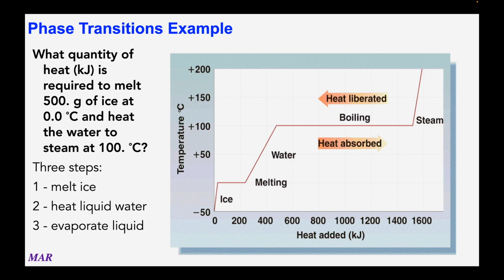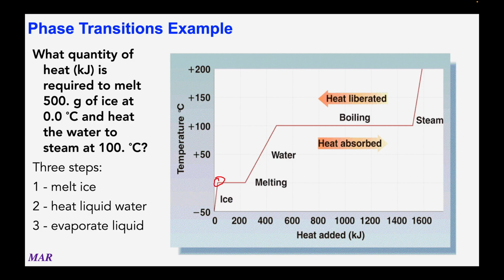So let's say that the scientist wants to know the quantity of heat in kilojoules that's required to melt 500 grams of ice, which is at 0 degrees Celsius, and heat the liquid water to steam at 100 degrees Celsius. So we're turning ice at 0 to steam at 100, all right? And to solve this problem, we need to basically have 3 steps. And I'm going to show you on the graph here.